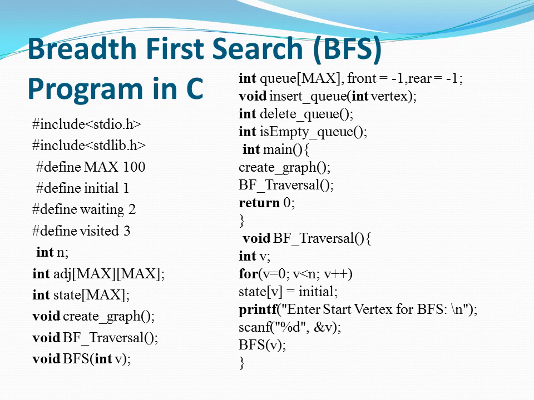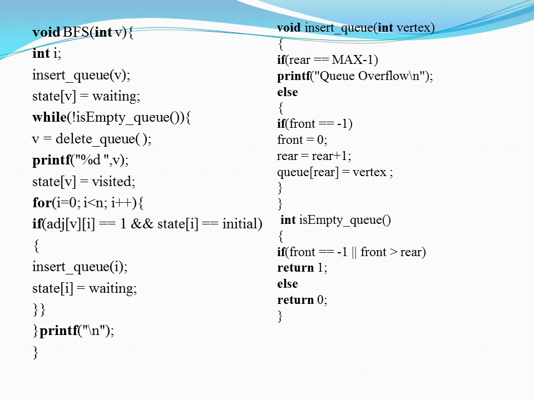In the breadth first traversal, using a for loop, first we are initializing all the values as 1. Then we are getting the starting vertex of the breadth first. After that, in the BFS method, we are inserting that value into the queue and setting the state as waiting. While the queue is not empty, we are deleting the node and displaying. After displaying, we are setting the state as visited.